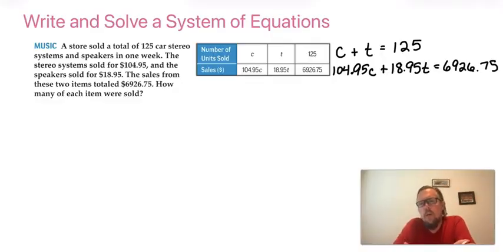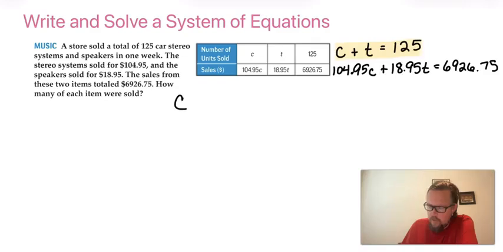So substitution seems like the best way to solve these just because this first equation, C plus T equals 125, is going to be very easy to isolate a variable. We can isolate the C by subtracting T on both sides, or we can isolate T by subtracting C on both sides. It doesn't matter which one. Graphing is possible, but I don't really want to graph it just because the numbers are so large. I would need a very big graph in order to graph this. So substitution, I think, is going to be the preferred method here.